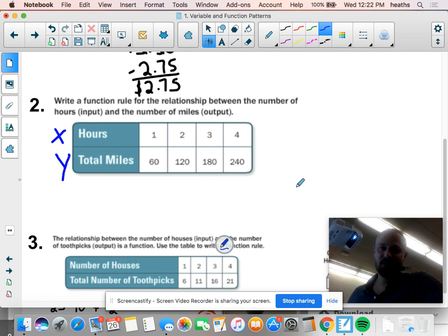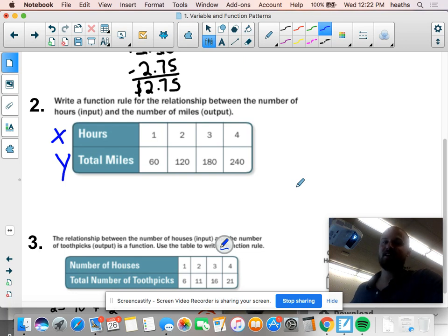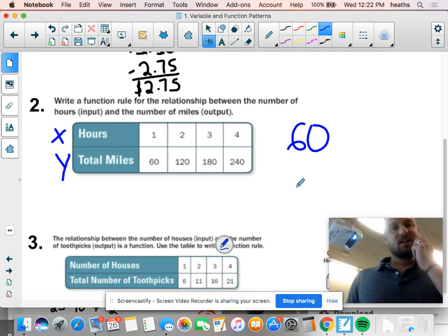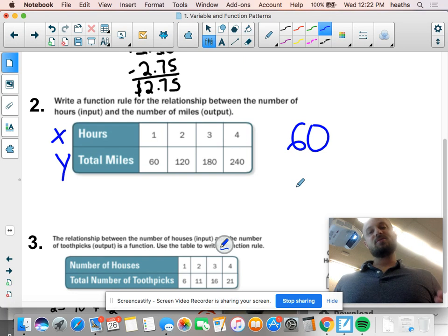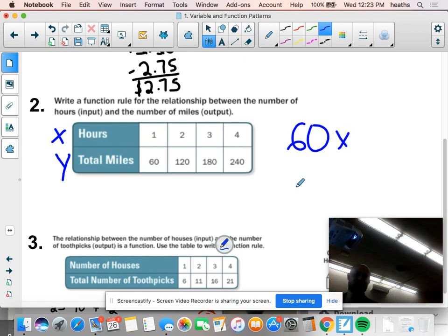To go from 60 to 120, you have to add 60. To go from 120 to 180, you have to add 60. So I'm pretty confident that 60 seems to be the jump that we're making with each hour. So I'm going to write 60. The X value is going to be the number of hours. So we're going to plug that in as the X. So 60 times X. And then if you take 60 times the number of hours, it's going to give you your total miles, which is Y.